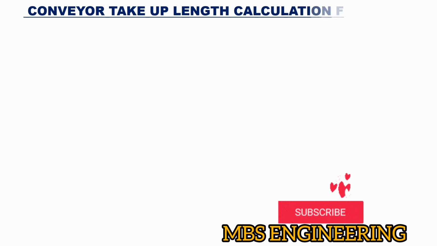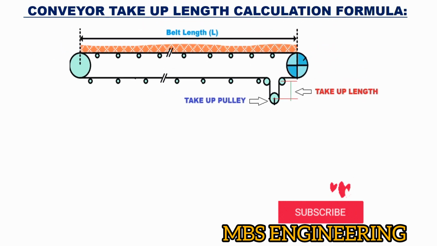Next, we will learn the conveyor take-up length calculation formula. Please refer to the images. The belt conveyor has a take-up pulley. We need to calculate the take-up length for the given belt length, L.